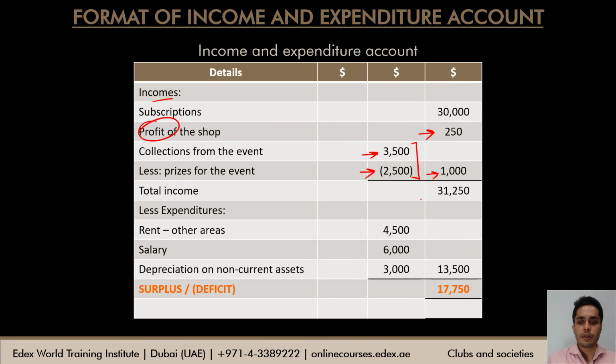Now, once we get our total income, we will need to subtract our expenditures. Under expenditures, you will need to take all your revenue expenditures that have been incurred during the year for the operations of the club, and we need to also take depreciation because we are following accrual basis here. Under receipt and payment, we did not take depreciation because we are following cash basis, but under income and expenditure account we need to take depreciation on our non-current assets. Here we get our total expenditure, then the surplus in this case is the total income less total expenditure, 17,750. If the expenditure was greater than the income, this would have been a deficit here.